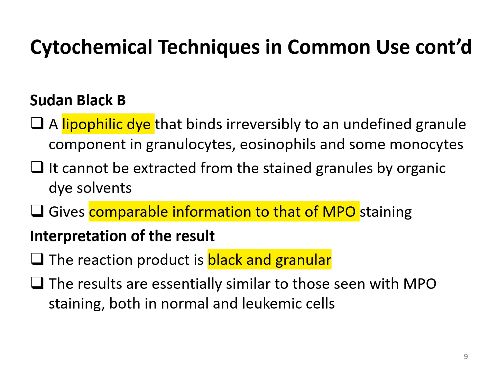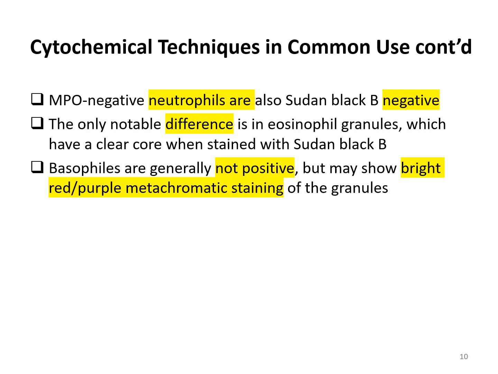What we can see in the myeloperoxidase stain is similar to that of Sudan black B. Later on, we will see the only difference in the staining. MPO-negative neutrophils are also negative. The only notable difference is that when eosinophil granules are stained, they will have a clear core, meaning the center would be clear. Basophils are not positive, but what we can see in the basophils is red-purple metachromatic staining of the granules.